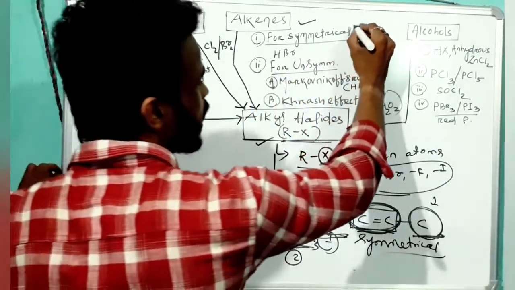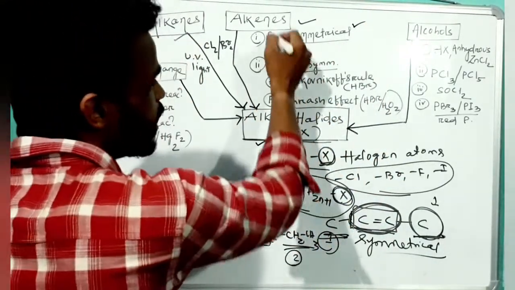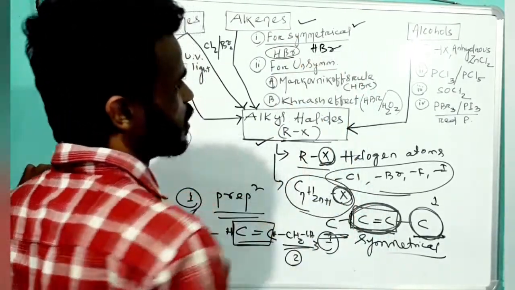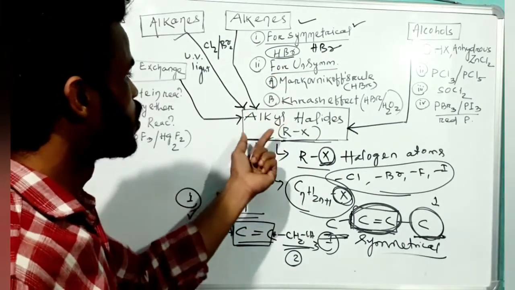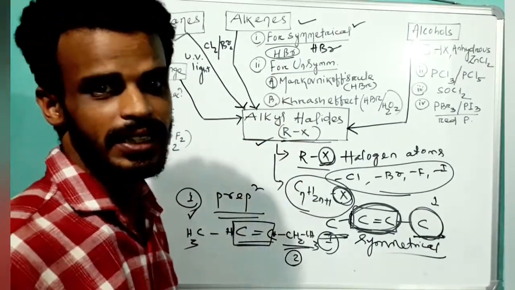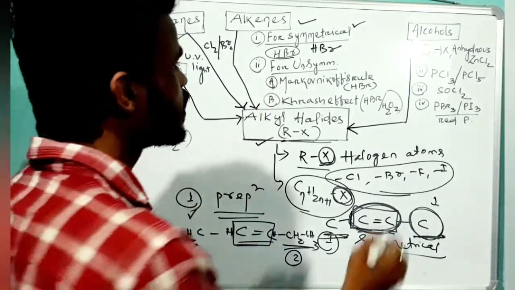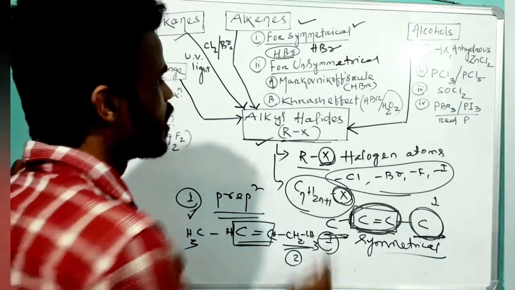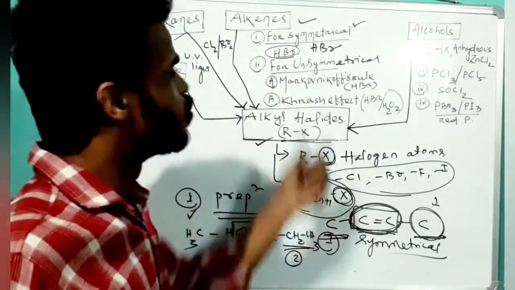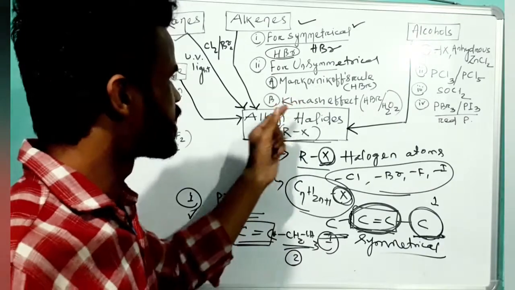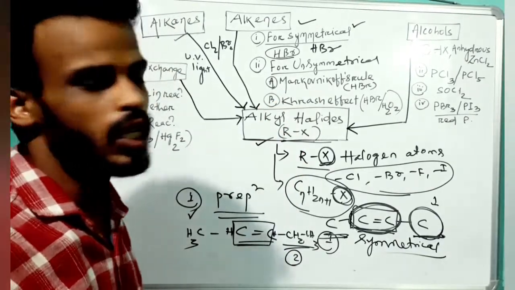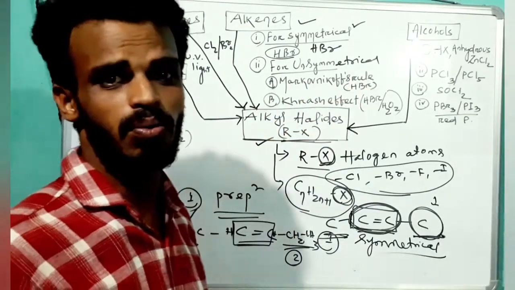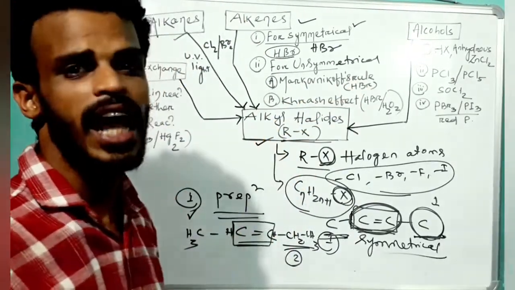For symmetrical alkenes, if a symmetrical alkene reacts with hydrogen bromide, then it forms alkyl halides. And for unsymmetrical alkenes, there are two rules to form alkyl halides. First is Markovnikov's rule. In Markovnikov's rule, when alkene reacts with hydrogen bromide, it forms alkyl halide.